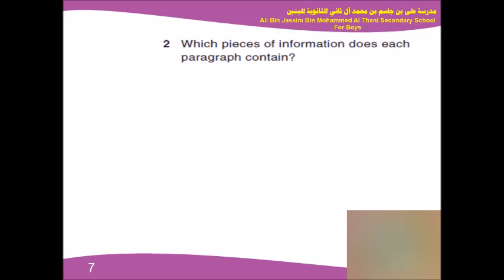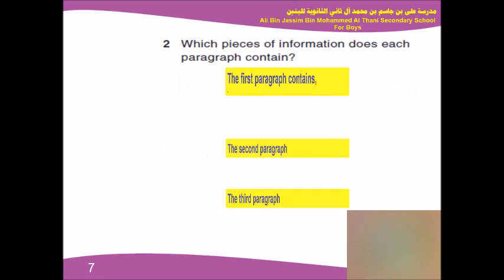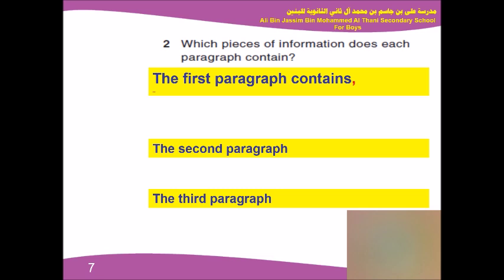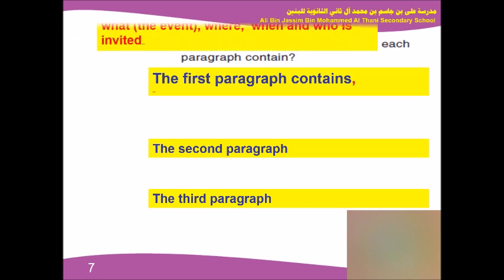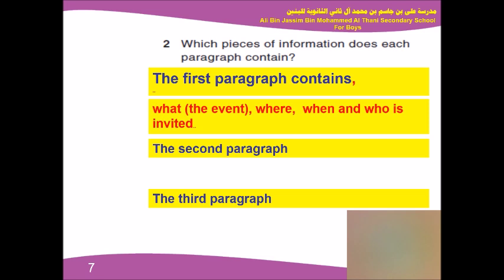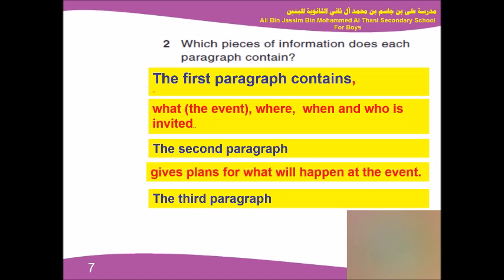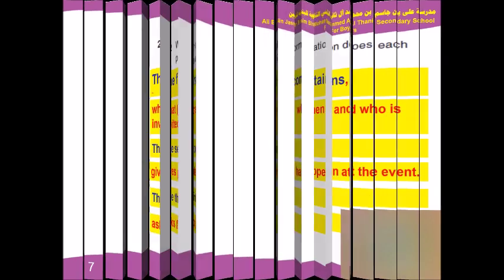Question number 2. Which pieces of information does each paragraph contain? As for the first paragraph, it contains what the event is, where, when, and who is invited. The second paragraph gives the plans for what will happen at the event. As for the last paragraph, the third one, it asks for a response. Okay.